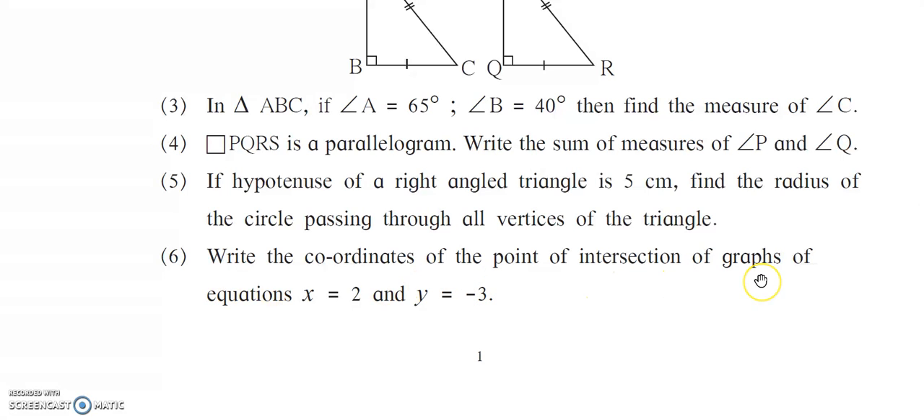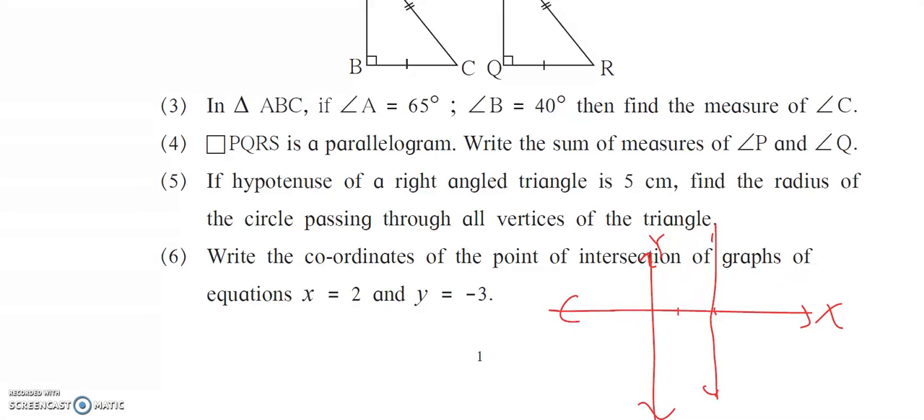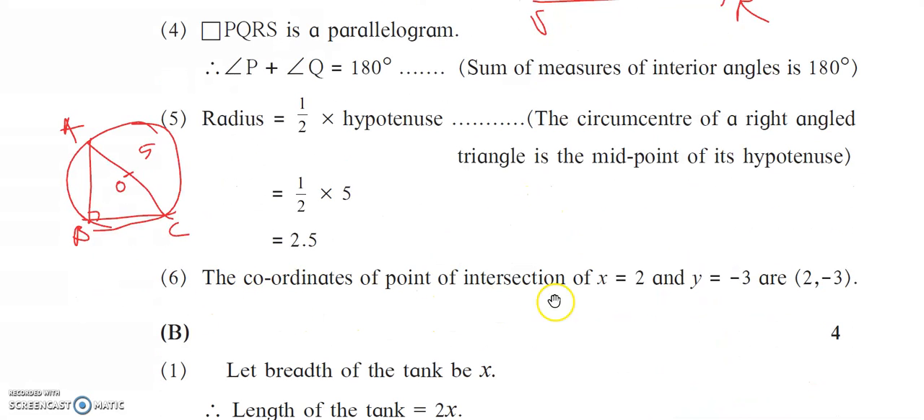Write the coordinates of the point of intersection of the graphs of the equations x is equal to 2 and y is equal to minus 3. Now this is coordinate geometry. Very simple question. What's here? X-axis, y-axis. Our first line x is equal to 2 is like this. And the second line, 1, 2 and 3, is parallel to the x-axis. This is your point of intersection, that is 2, comma, minus 3. And in this way, the point of intersection of these two lines is 2, minus 3. Now see this answer. The coordinates of the point of intersection of x is equal to 2 and y is equal to minus 3 are 2, comma, minus 3. Now next question.